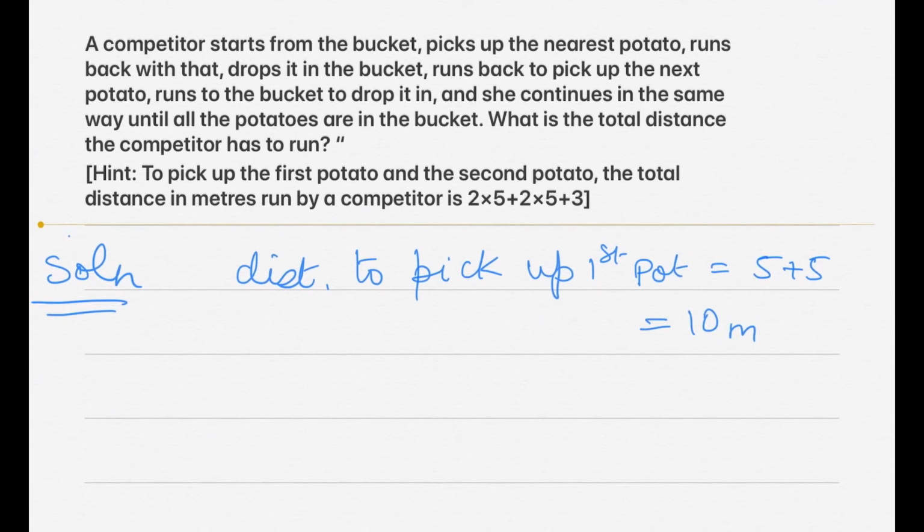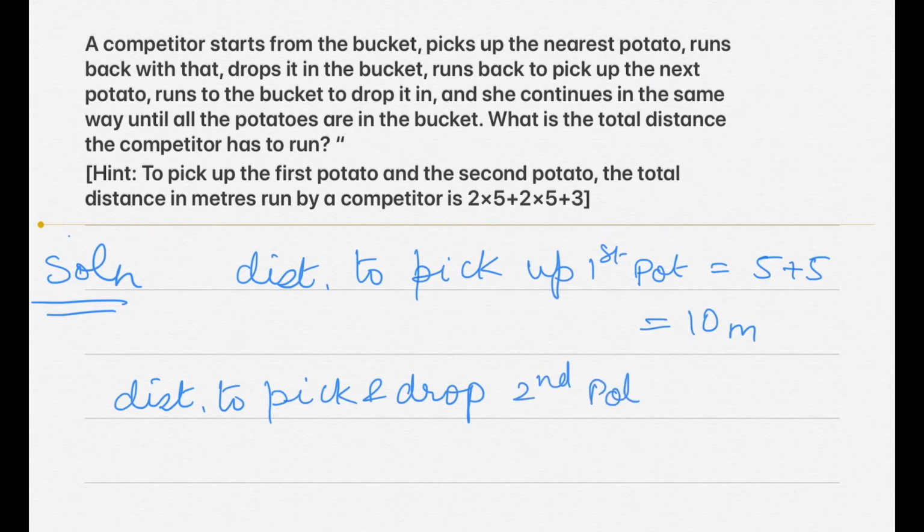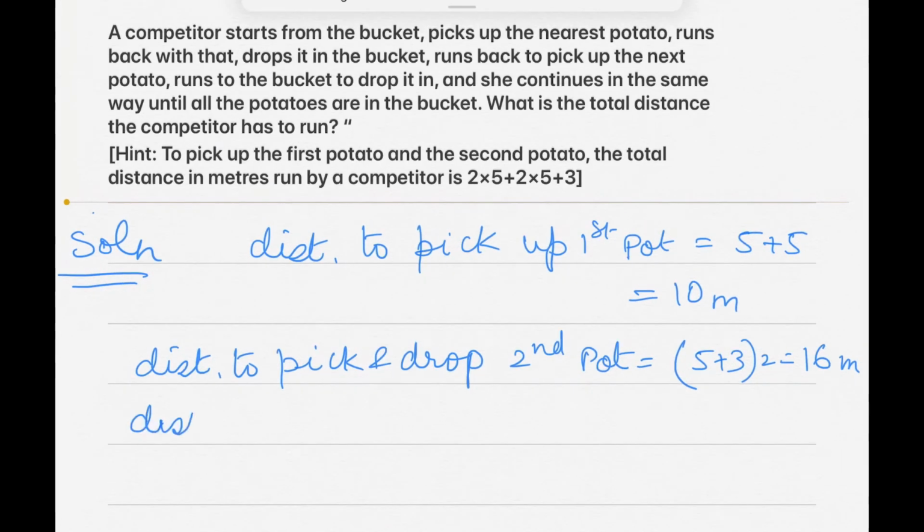Then the second potato, right? So the distance to pick and drop, both, not only pick, pick and drop both. For the second potato, that would be equal to 5 plus 3 and 5 plus 3 again, so 5 plus 3 on both sides, so this would become 16 meters.